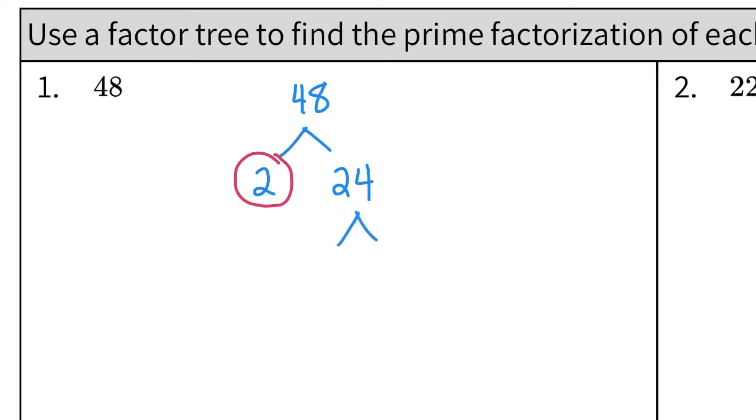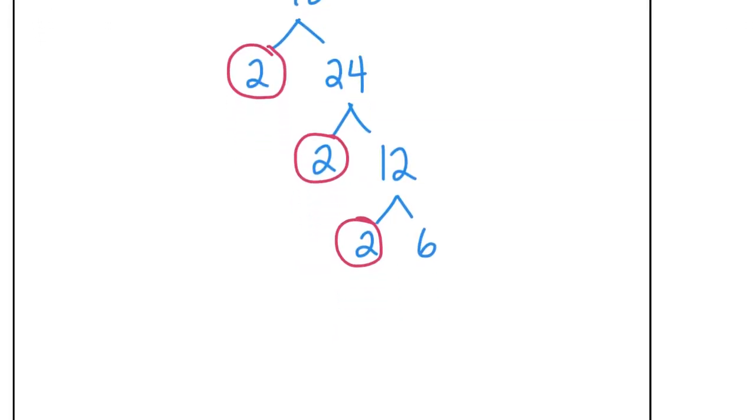So again, it's an even number, so I know I can divide by 2, but 2 times what gives me 24? That'll be 2 times 12. 2 is a prime number, so I'm going to circle it, but that 12, I can still continue splitting it up. Because it's an even number, I know I can divide by 2, so it would be 2 times 6. 2 is prime. 6 is an even number, so I know I can divide by 2 yet again, so that would be 2 times 3.